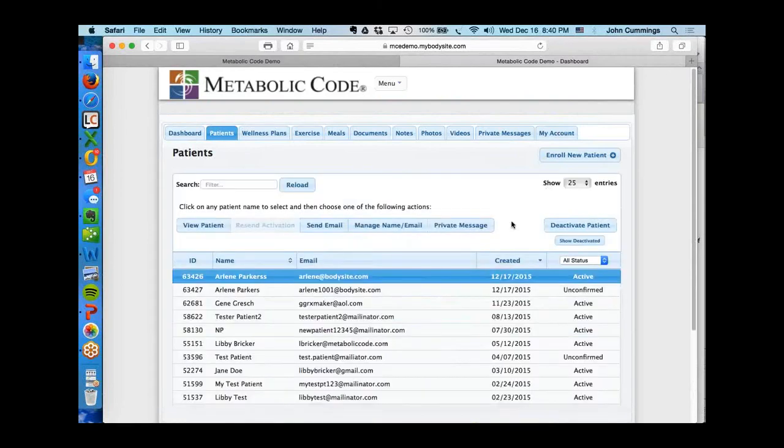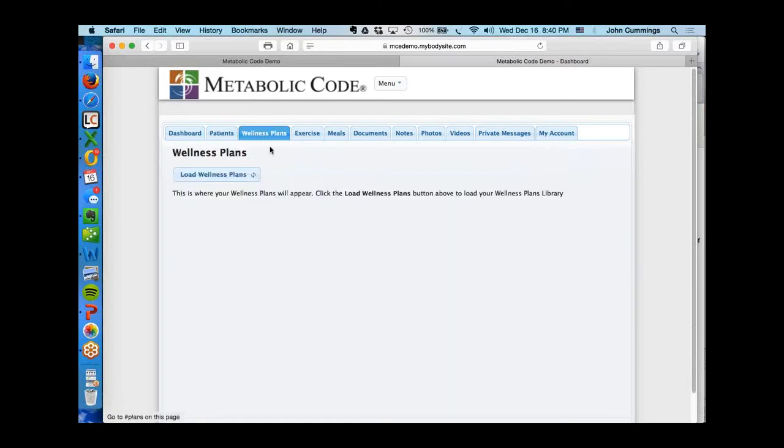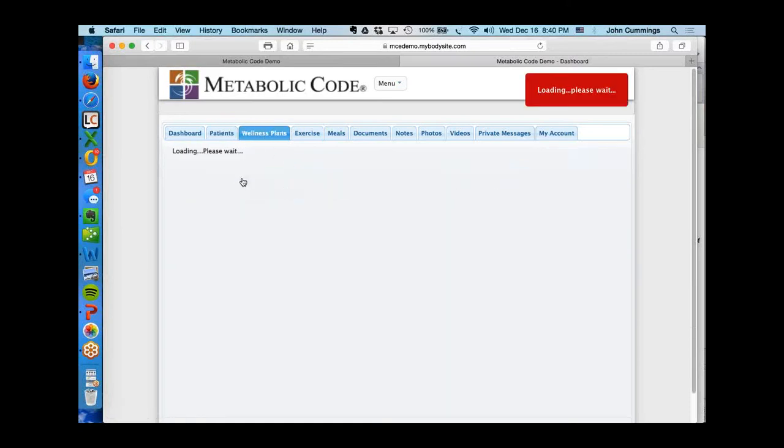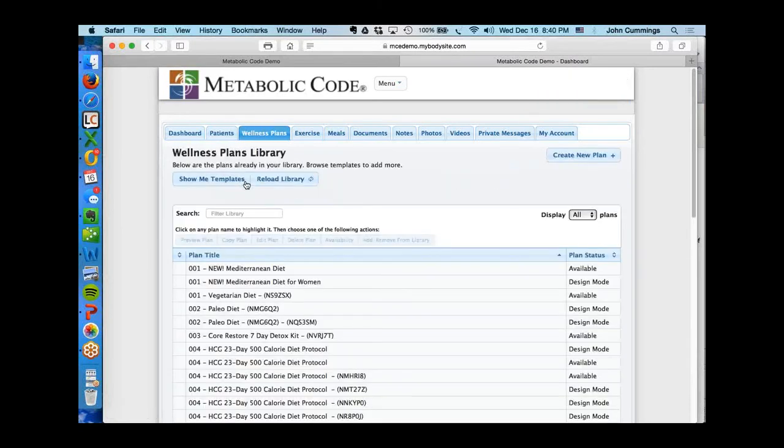So that's a quick overview of the patient functions, and there's a lot more to it that we can show you if you want to try this or do a live demo of it yourself. But I want to just jump real quickly back into the Wellness Plans library system. We have essentially built a content management system that is infinitely customizable and at the same time very simply turnkey. You'll find the templates right out of the box ready to go for you.